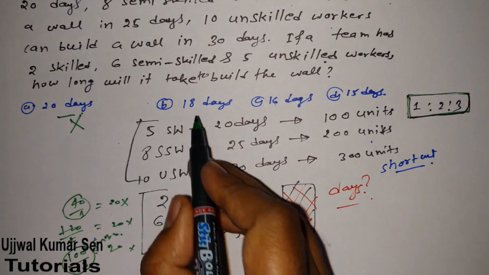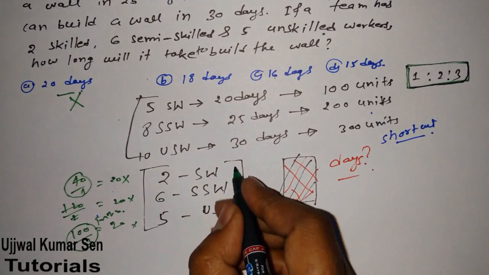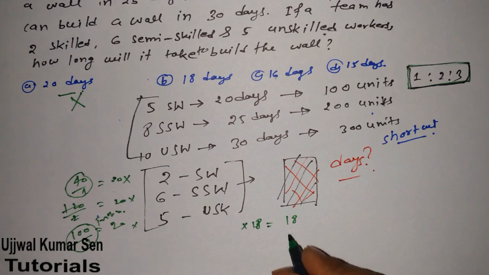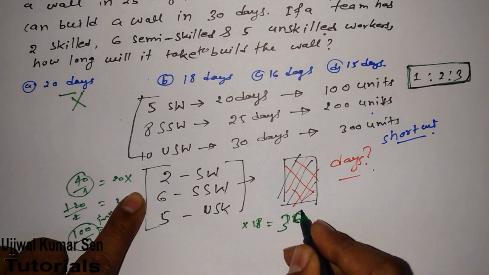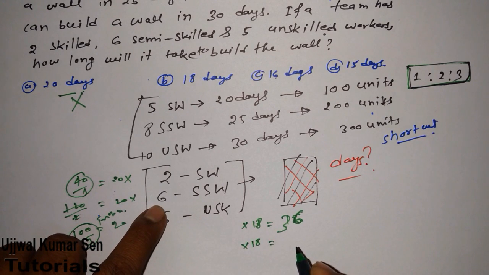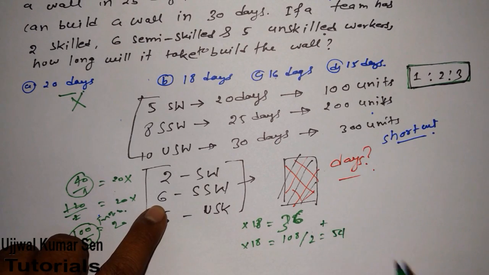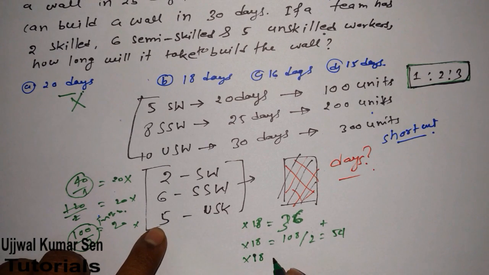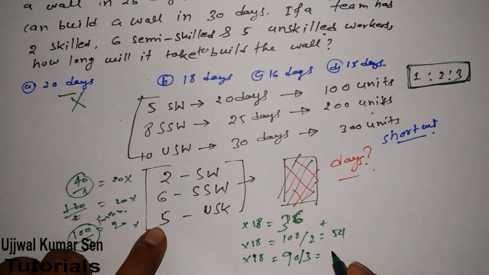Now let's move to the second option. So multiply with 18, it's 18 days. 18, how much? 36 work units. Okay, multiply with 18, 18 multiply 6, how much? 108. So it's 54 units. Okay, now multiply 5 with 18, how much? It's 90. 90 by 3, it's 30.